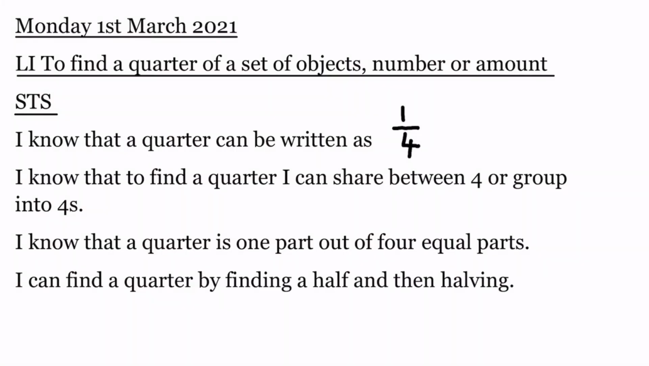Today we are learning to find a quarter of a set of objects, number or an amount. To be successful, we need to know that a quarter can be written as 1/4. We need to know that to find a quarter you can share between 4 or group into 4s. We need to know that a quarter is 1 part out of 4 equal parts. And we need to find a quarter by finding a half and then halving again.